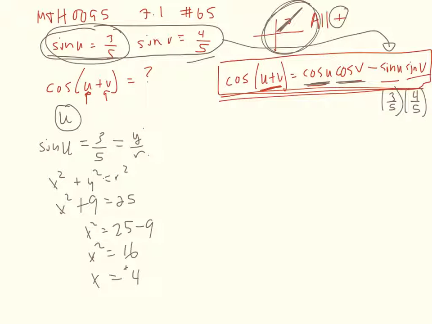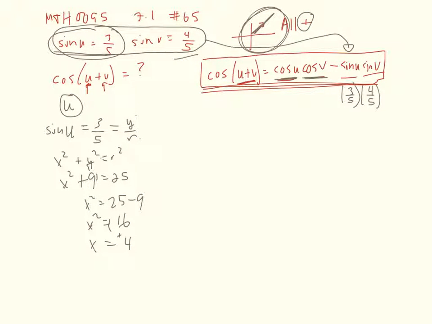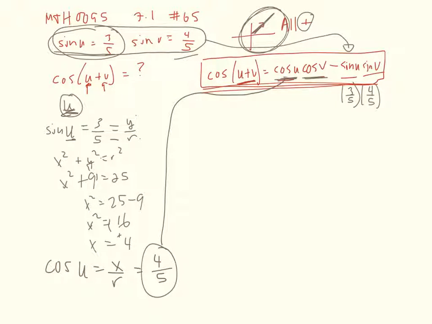So if x is positive 4, then I can do cosine of this angle. We're doing U, right? So cos of U is x over r, and x is 4, and r from up here was 5. So cos of U is 4/5. So I'm going to take that and dump it right there. So cos of U, 4/5.